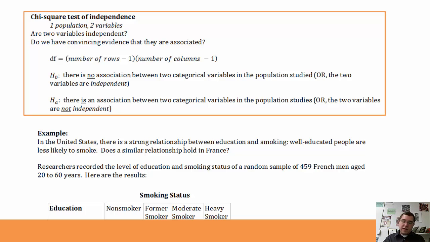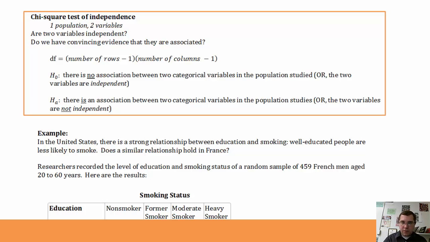Or do we have convincing evidence that they are, in fact, associated with each other? The degrees of freedom here is the same as it was for a test of homogeneity, the number of rows minus 1 times the number of columns minus 1. The null hypothesis is that there is no association, or the same thing as saying there is independence between these 2 variables. And the alternative hypothesis is that there is an association, or to say that they are not independent of each other.